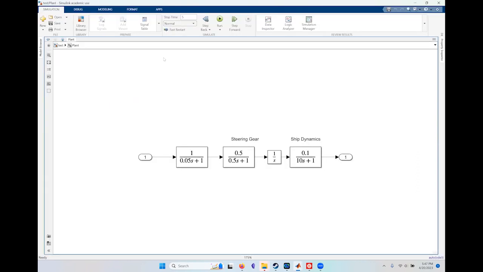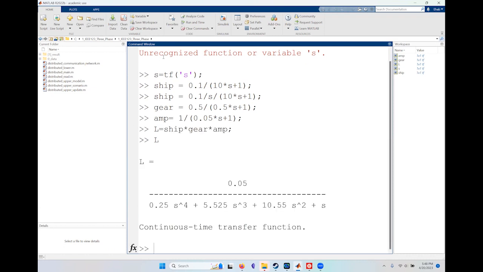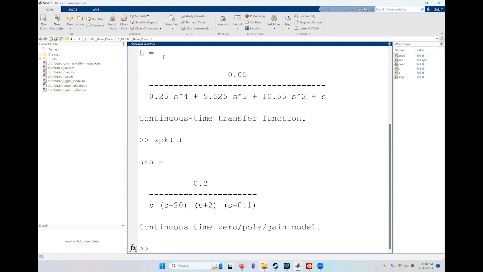And then the gear, and then the amplifier, and then the whole loop gain is going to be this thing. I could also show it in pole zero form, so ZPK. Previously we wanted to stabilize this. We wanted to add the root locus. I'm just reestablishing what we already did. And we said we wanted to add two zeros. So if I do the root locus of this, this is going to be L.